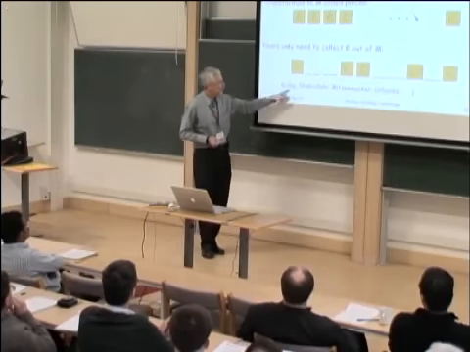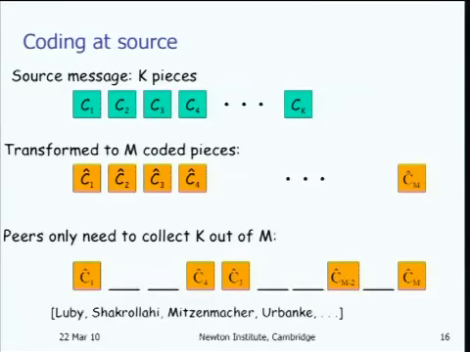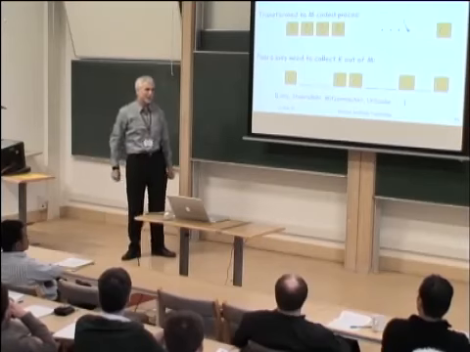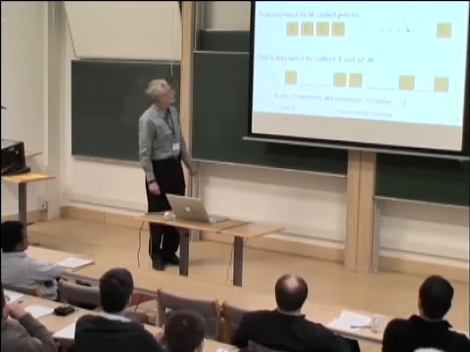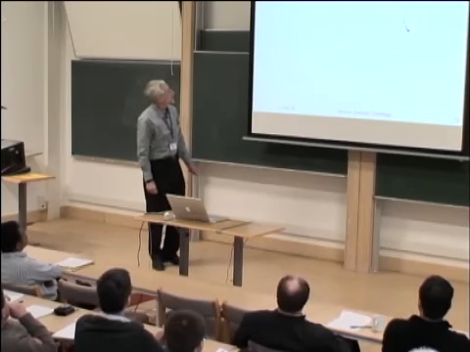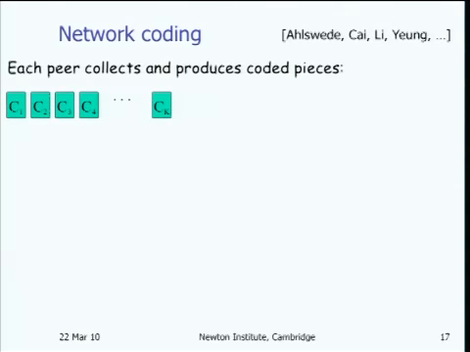The idea of digital fountain codes from Luby, Mitzenmacher and others is you just have a glass there, and you've got a fountain of digits coming, and you just collect enough. And it doesn't matter which ones you collect. You just have to have enough, and then you can invert a matrix and recover your file. Okay, so that's nice. And then another step is to use network coding. And here each peer collects and produces coded pieces.